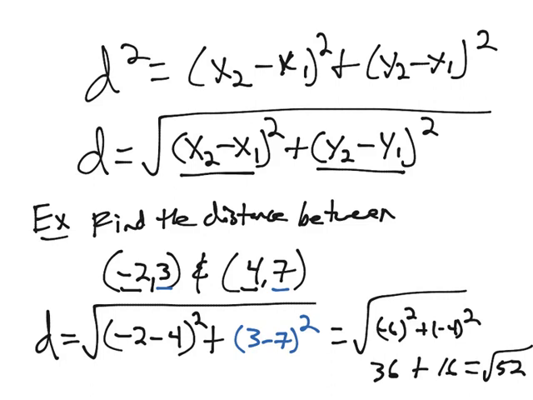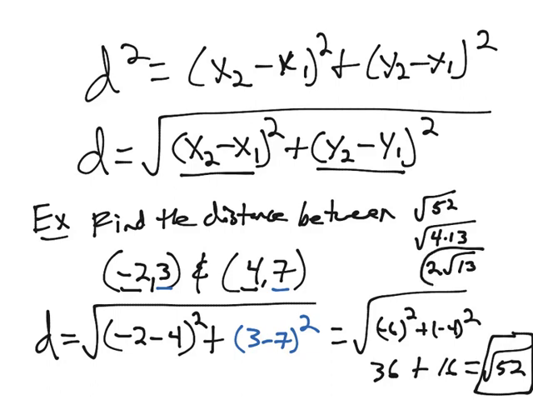I'm perfectly great with leaving it as the square root of 52. The book would not be. The back of the book would write the square root of 52 as 4 times 13, and then the square root of 4 is 2. So the back of the book would write it as 2 square roots of 13. I'm good with square root of 52.